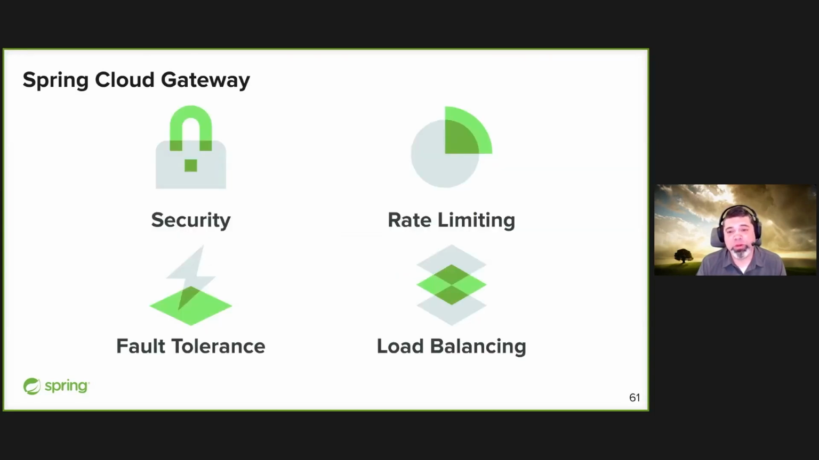Gateway is a place where you can apply cross-cutting concerns to all the services that make up your API. Ajay talked heavily about security and how important it is to secure your applications. Gateway allows a single place to make that happen. Complex things like rate limiting can happen in the Spring Cloud Gateway. Fault tolerance, so things like retries and circuit breakers, can happen in one place in Spring Cloud Gateway. And obviously something simple like load balancing, where you pick between instances of a particular service.